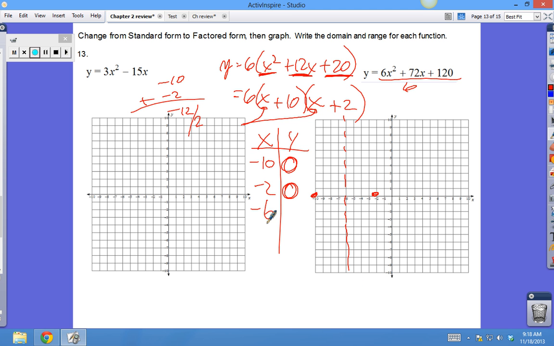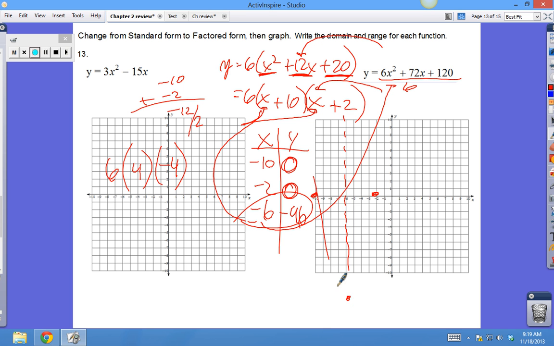Now your vertex, if you know you're going to go over 6, take negative 6 and plug it in. You can plug it into the original, or to this one, or to this one. Doesn't matter because they're all three the exact same. So I'm going to plug it in to this one. So 6 times negative 6 plus 10 is 4. Negative 6 plus 2, what's that, a negative 4? So 6 times 4 times a negative 4. What is that? 24 times a negative 4. So that's a negative 96. So my vertex is going to be clear down here, negative 96.